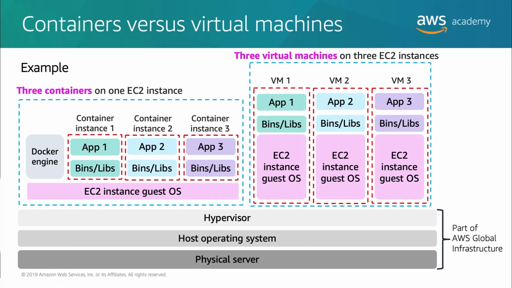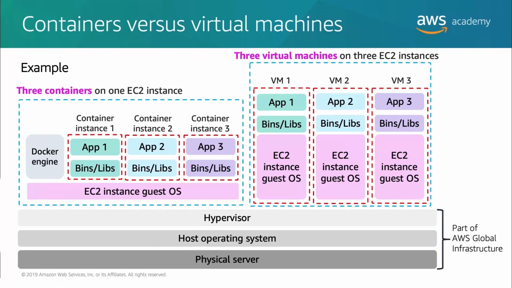The right of the diagram shows a virtual machine VM-based deployment. Each of the 3 EC2 instances runs directly on the hypervisor that is provided by the AWS Global Infrastructure. Each EC2 instance is a virtual machine. In this VM-based deployment, each of the 3 apps runs on its own VM, and each VM provides process isolation.